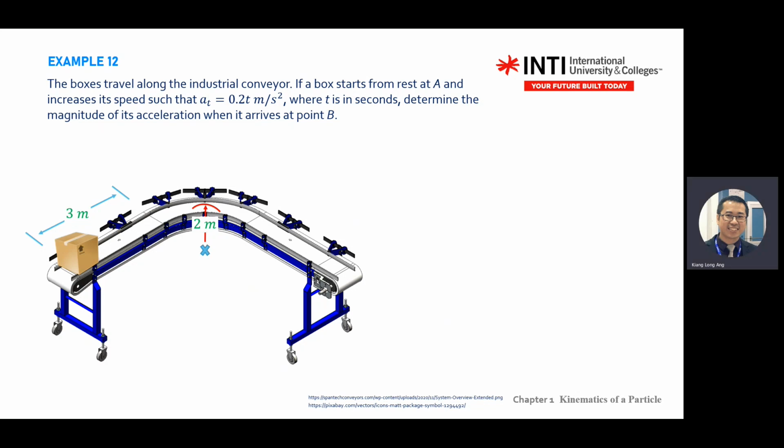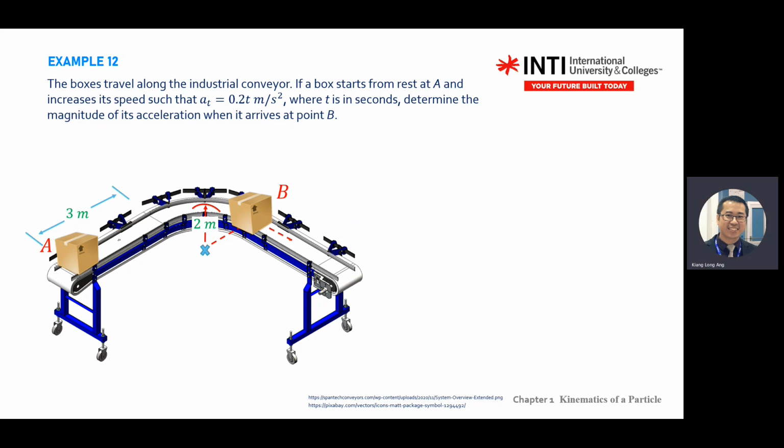It means you don't need this equation. Okay. So there's an A, there's a B there. You want to find the magnitude of acceleration when you arrive at point B. So basically, when you come to your test or exam, this is what you will see. It gives you a picture, gives you location A, location B, and then there's some statement, and then you work it out.